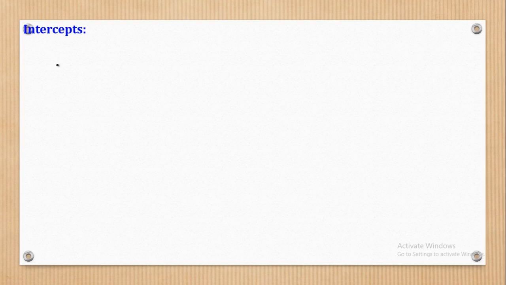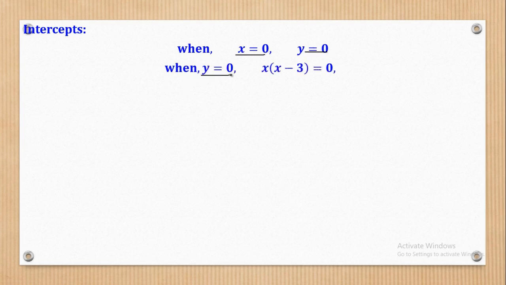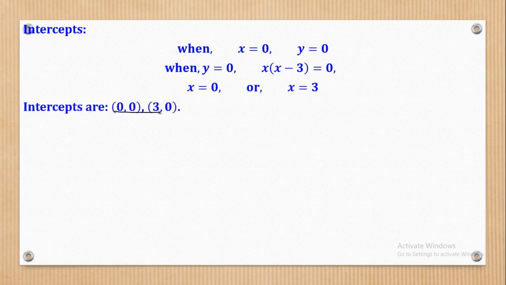Now, next, Roman 3, for sketching the curve, we need some parts. We need the intercepts, critical values, and region where the curve lies. So, let's start with the intercepts. When x is equal to 0, y will be equal to 0. And when y is equal to 0, this will be equal to 0. Therefore, x equal to 0 and or x is equal to 3. Therefore, I'll list down the intercepts and they will be (0, 0) and (3, 0). Let's go to the critical values. Remember we said you arrange the x-intercepts and vertical asymptotes in ascending order. So when I do that, I'll come up with these values.